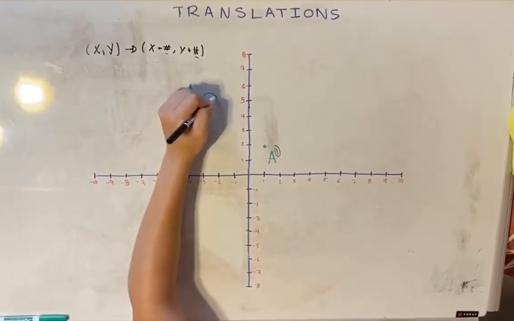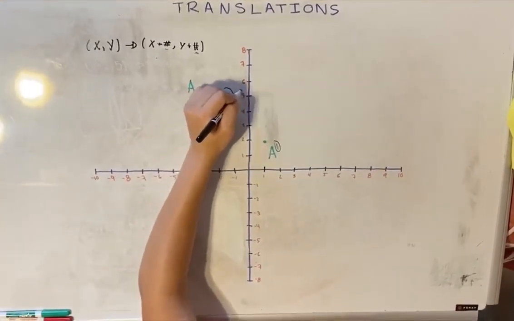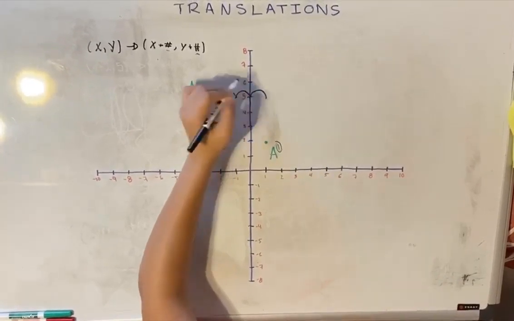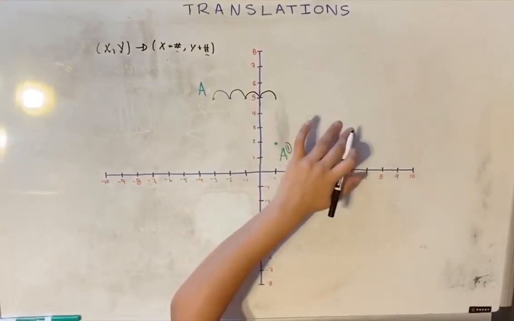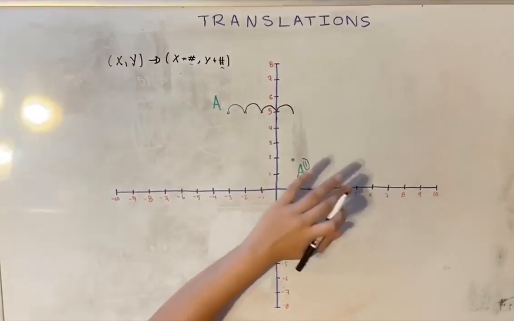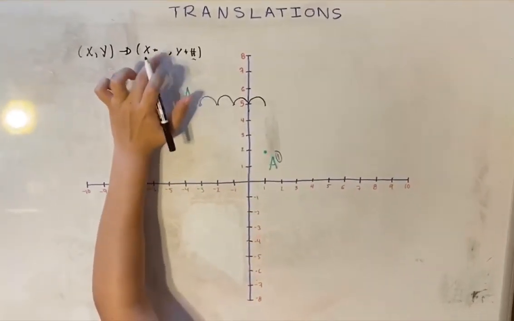So it's going to be 1, 2, 3, 4. So we moved 4 units to the right. And since we moved to the right, our number is going to be positive. So let me change that.